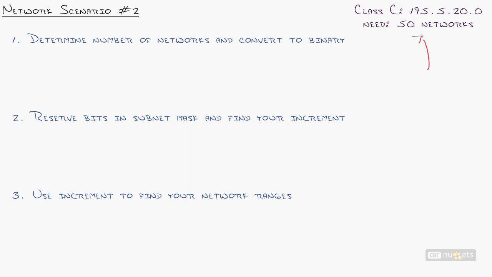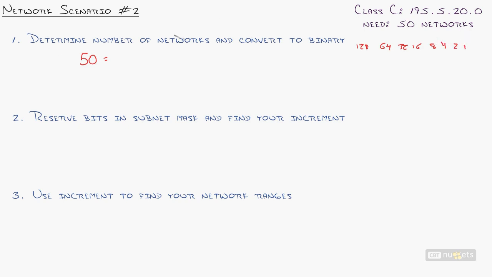I didn't want to draw this up because it just got too big. 195.520. This is the Class C network that we've started with, and we need to split this up into 50 networks. I know you're like, wow, this is big. It is. So what we're going to do is start the same way. 50 networks in binary. So I'll write up our binary chart. 128, 64, 32, 16, 8, 4, 2, 1. Right? Get that one committed to memory.